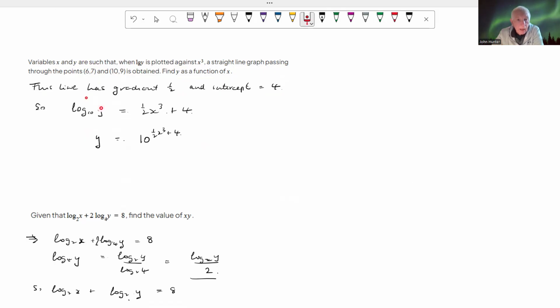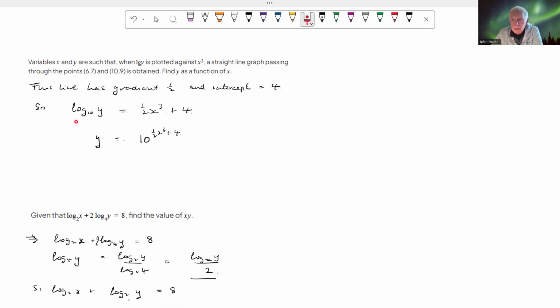Now here our y equals mx plus c. Well, our y is our vertical, which is log base 10 of y, and our horizontal is not x but x cubed. So when we write our straight line with the appropriate variables in there, we've got log base 10 of y equals a half, the gradient, times the horizontal variable, plus 4. Okay, plus c.